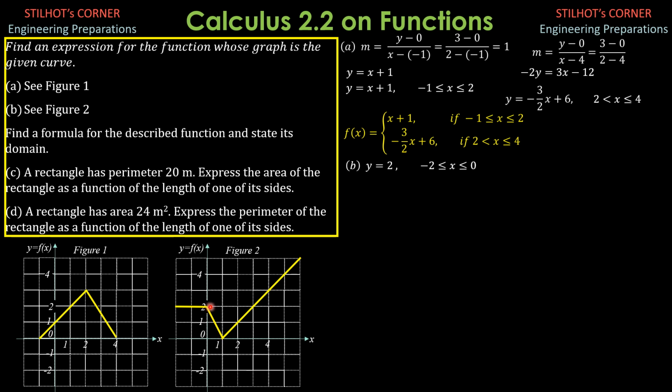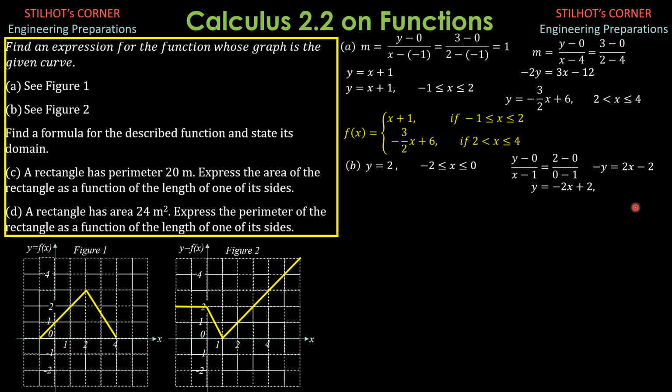For the next function, the coordinates here would be x is 0, y is 2. The coordinates here would be x is 1, y is 0. So imagine we have x comma y here: y minus 0 over x minus 1 equals 2 minus 0 over 0 minus 1. Cross multiply: negative y equals 2x minus 2. Divide everything by negative 1, so y is negative 2x plus 2.